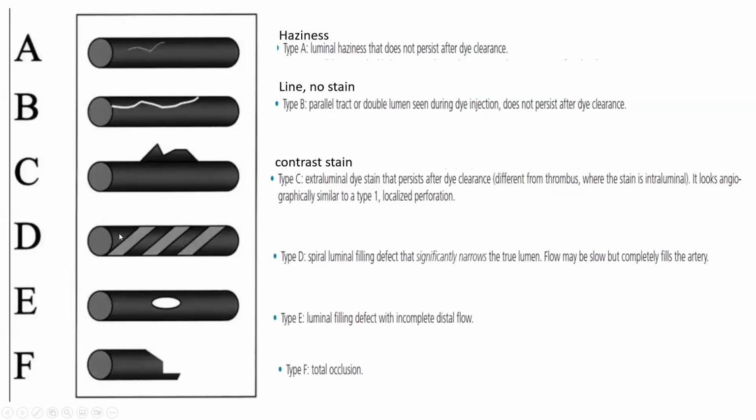Then you have dissection type D, which is the spiral dissection, often with impaired flow. So it's a dissection that's propagating distally in multiple planes, often with impaired distal flow. Then you have dissection type E, which is subtotally occlusive. And then dissection type F, which is totally occlusive. C through F are very serious dissections. A and B are more benign dissections that don't always need stenting.